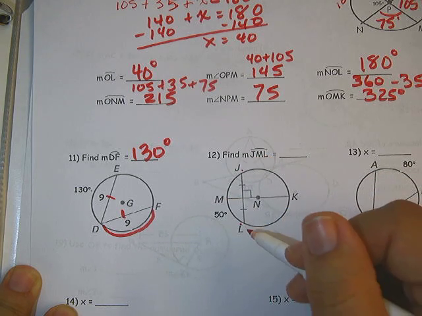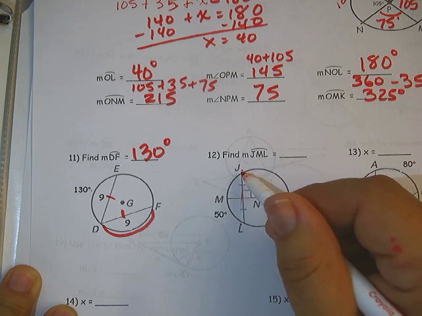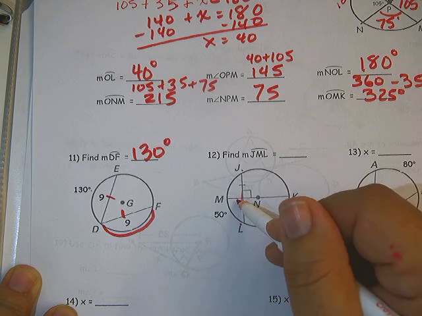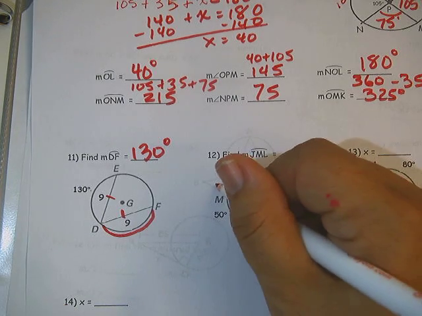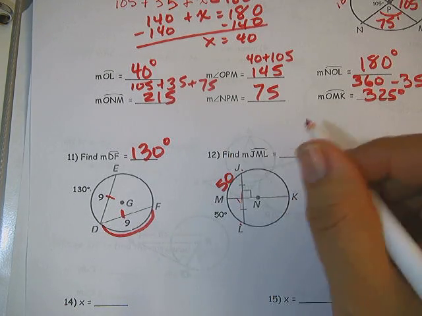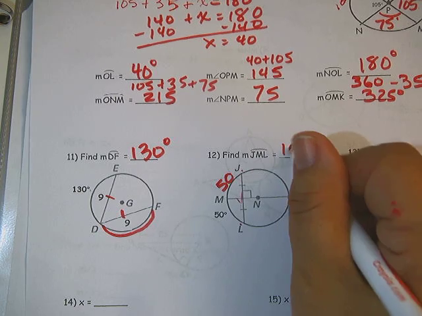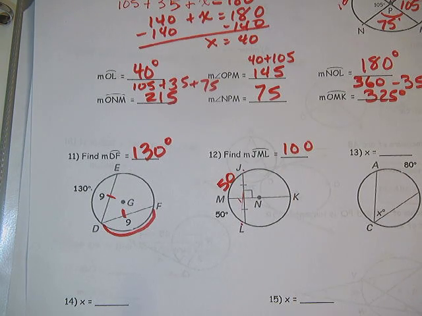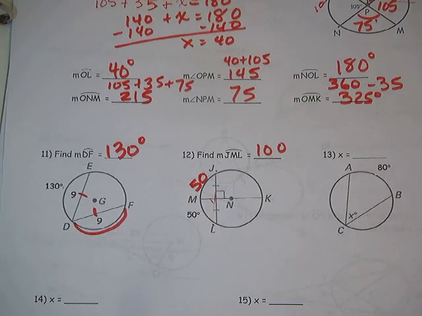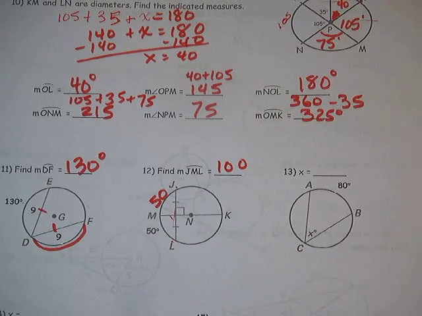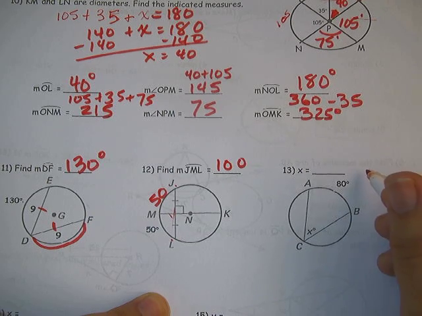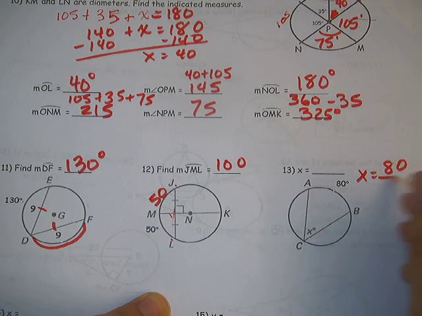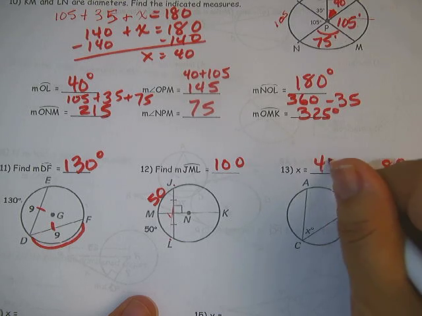Find MJ, the arc length of JML. Well, congruent here, right? These are right angles. So these are actually also going to be congruent arcs here. So I just add the 50s and I get 100. Find X. Well, on this next problem, I know that if I divide this arc by 2, I get X. So X equals 80 over 2, which is 40.